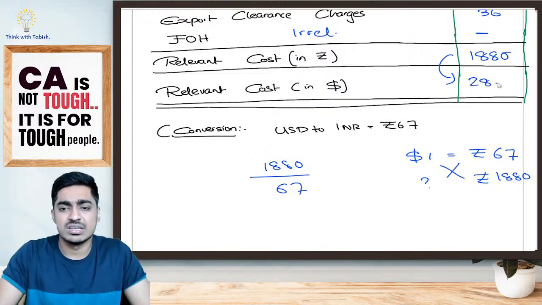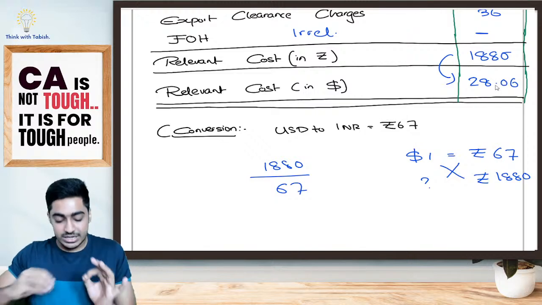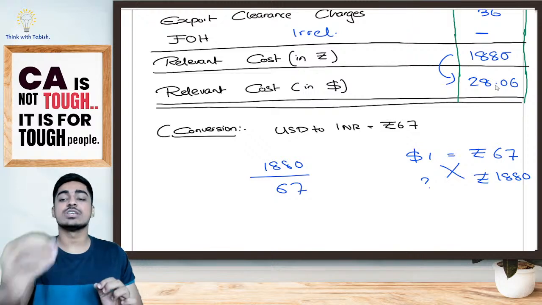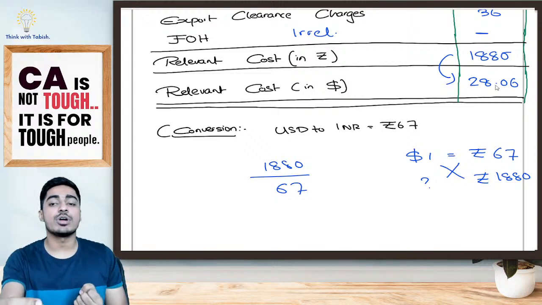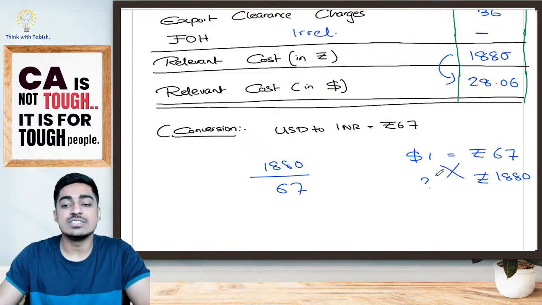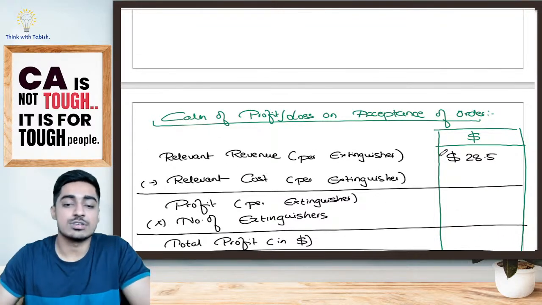Is it $28.06? Yes. So to manufacture one unit, the cost we will be incurring is $28.06. If we sell one unit, the revenue we will be getting is $28.5. We'll tell, yes, it is a good deal. Yes or no? So we are telling profit or loss on acceptance of order.